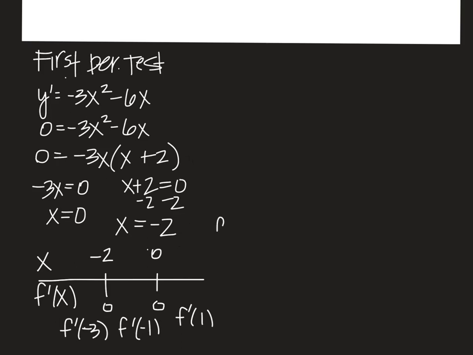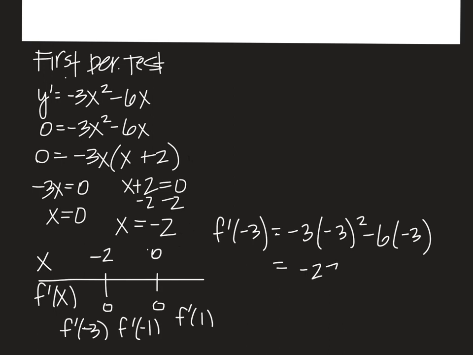So let's start with f prime of negative 3. That means I'm going to take my derivative, negative 3 times negative 3 squared minus 6 times negative 3. Simplifying, negative 3 squared is 9, times negative 3 is negative 27. And then 6 times negative 3 is going to be negative 18. Subtracting a negative is the same as adding a positive, but that'll end up giving me negative 9. So that means over here, I would put a negative to indicate that those values will make the derivative negative, anything less than negative 2.